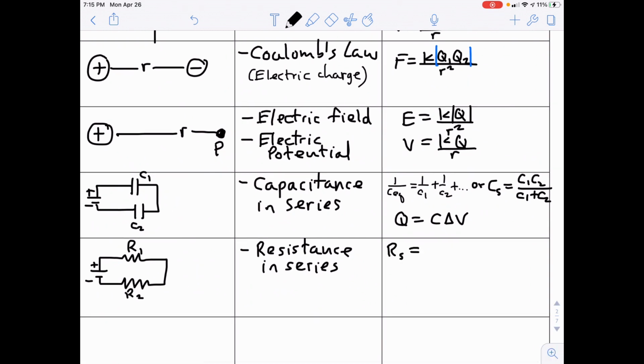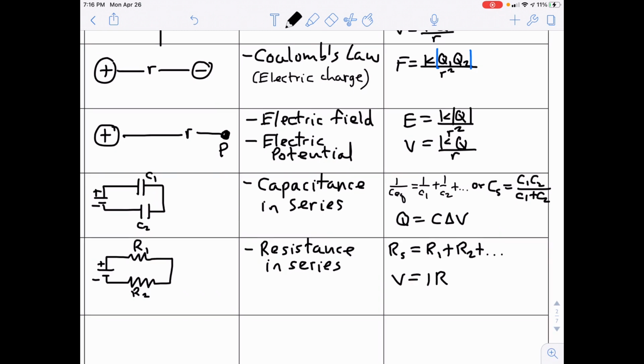And resistance in series is as simple as R1 plus R2 plus and so on. Just add them up. But in addition to that, typically we have to use the Ohm's law equation to find either the potential difference across a resistor or the current across any resistor. And so V equals I times R is often needed.